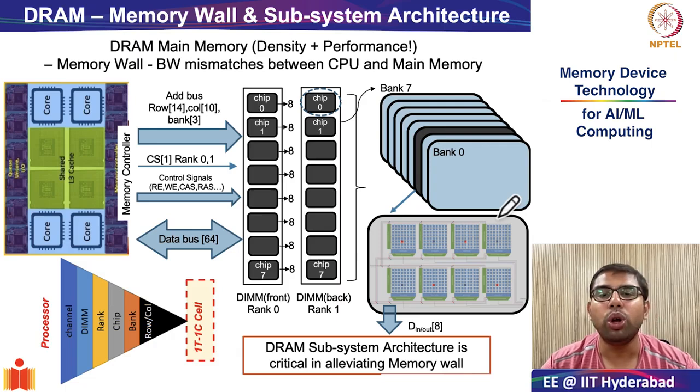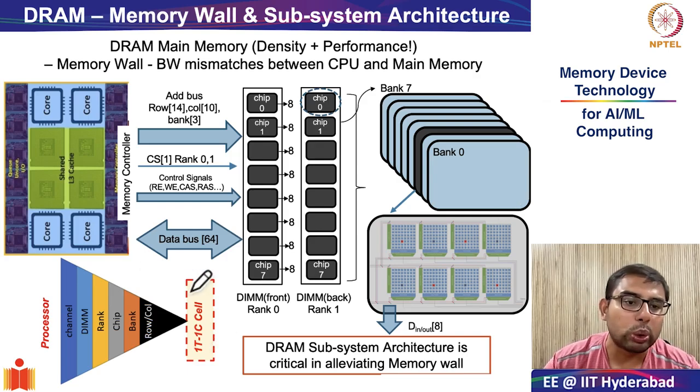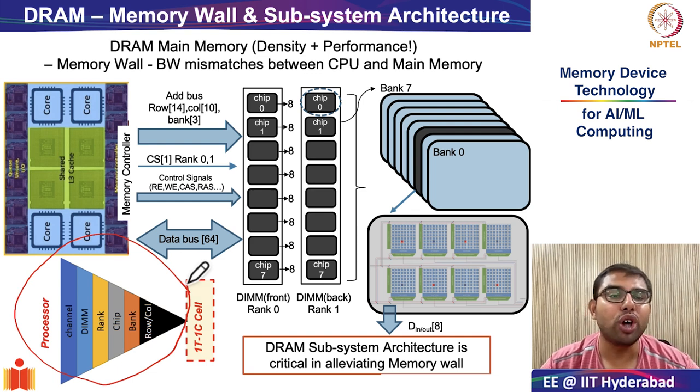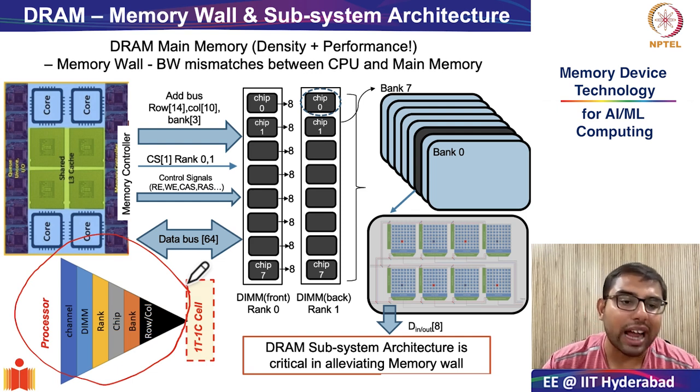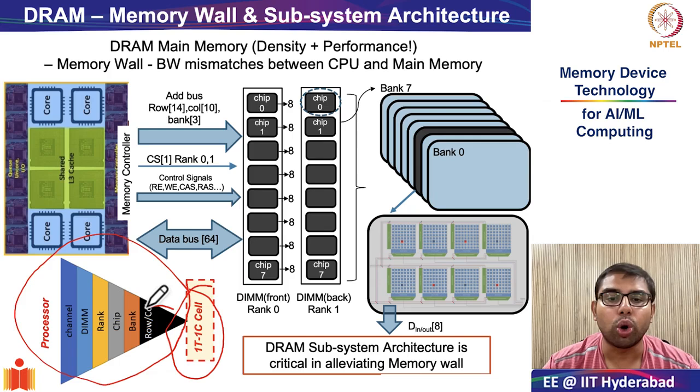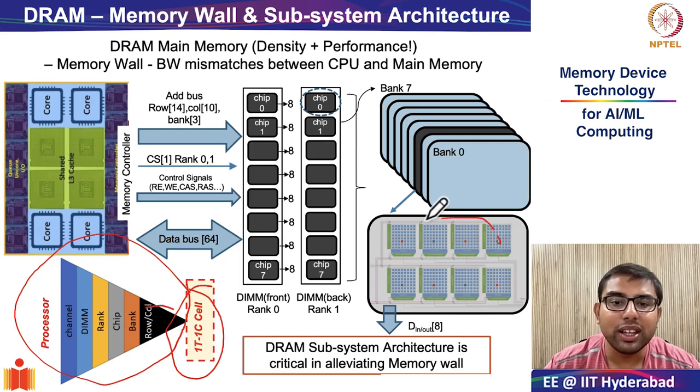So you try to make sure that you have as much parallelism as possible, and that was possible through this inverted pyramidal architecture of your DRAM subsystem. So right at the bottom, you had your 1T1C cell, which got integrated in forms of rows and columns. As you can see, these 1T1C cells were integrated in form of rows and columns.